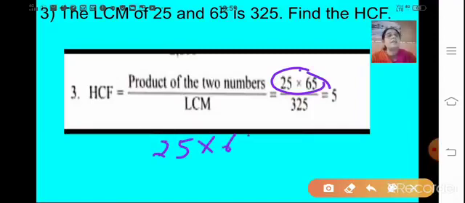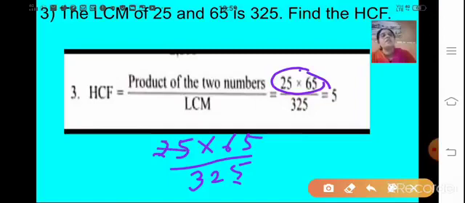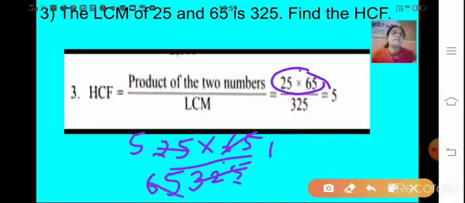25 into 65 upon 325. Now this is divisible by 5. So 5 5s are 25. 5 6s are 30, 31, 32, 5 5s are 25. 65 ones are 65. So this 65 gets cancelled. So your answer is 5. Okay, so using the cancellation method, you can divide and cancel here, or you can multiply 25 into 65 and then divide it by 325.